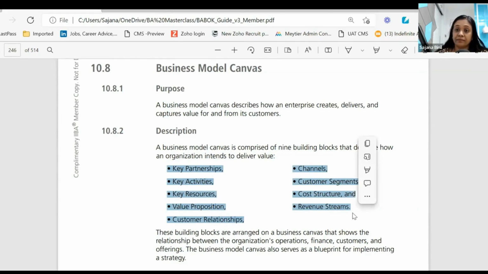What they do is they go to the organization and they review the partnerships that organization has, different activities that are performed, different resources that they have, what is the value prop, what is the value that they bring to the table, customer relationships, channels, customer segments, cost structures, revenue streams. Like I told you, many of these jargons will be like bouncers to you. I know that.